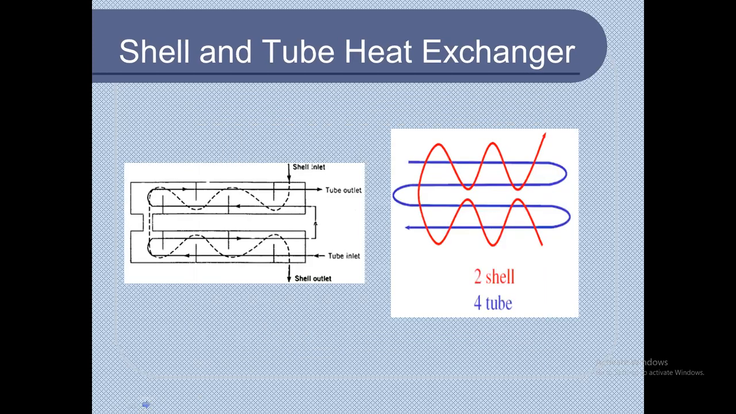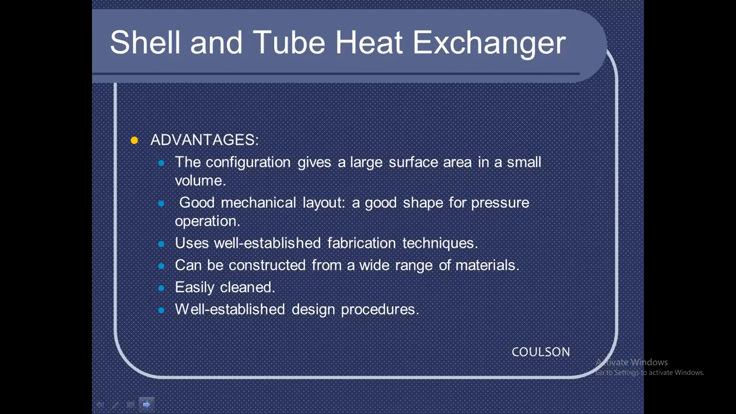Then we can even have two shells, in this case, and four sets of tubes. But there are even a lot of orientations, as I have mentioned, available in your handbook. Now, you have also learned that in terms of the advantages, you have good mechanical layout as one of them for the shell and tube heat exchanger, and the well-established design procedures.